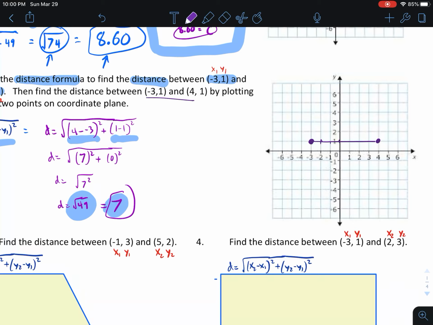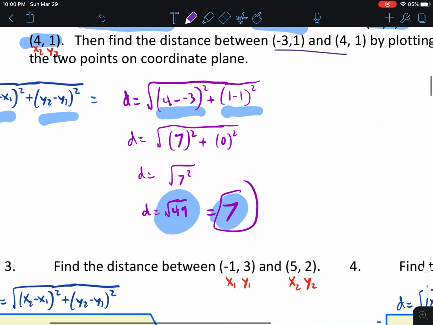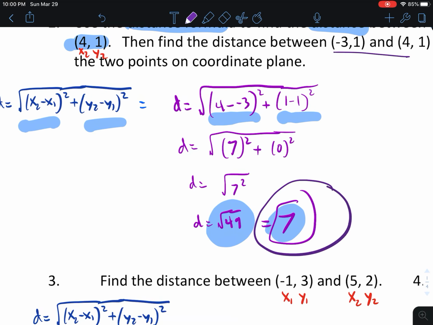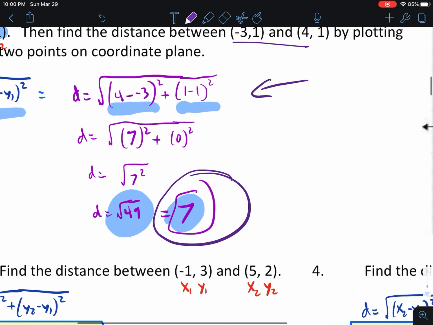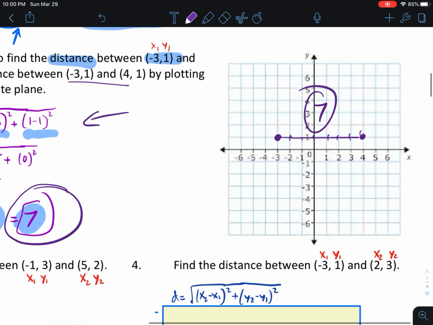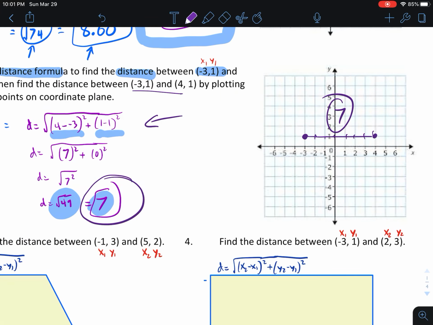1, 2, 3, 4, 5, 6, 7. Well, there you go. The distance between those 2 points is 7, just like the distance formula showed us. So it works using the formula, and if you're able to graph it, it works using the graph. This one was especially easy because the points were exactly horizontal of each other, so they created a perfectly horizontal line. We can just count the boxes for that.